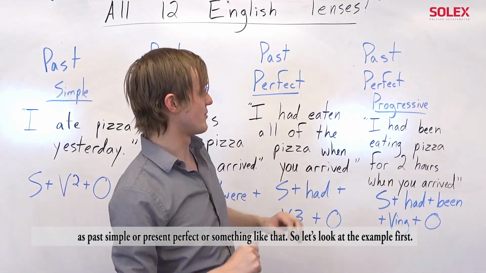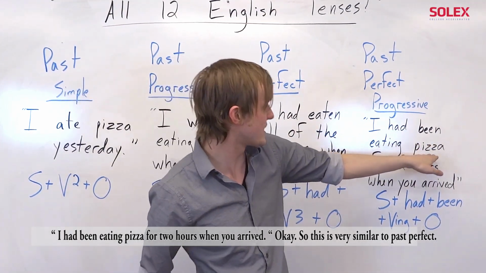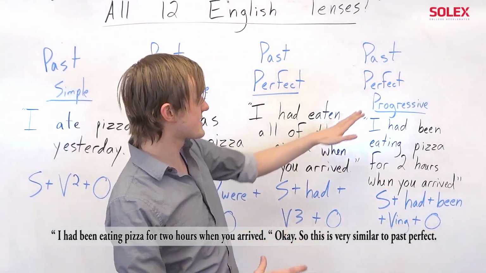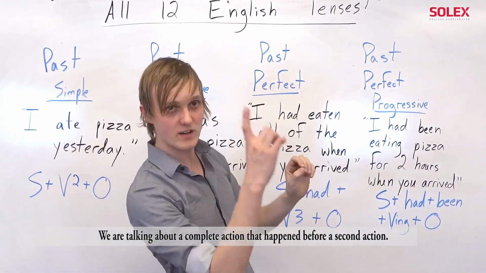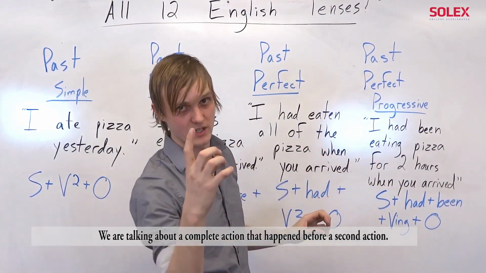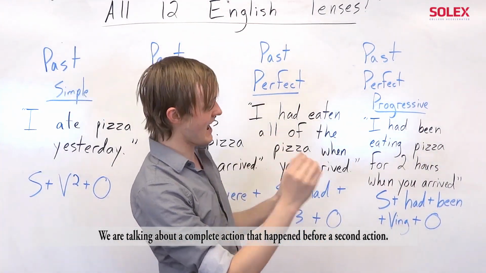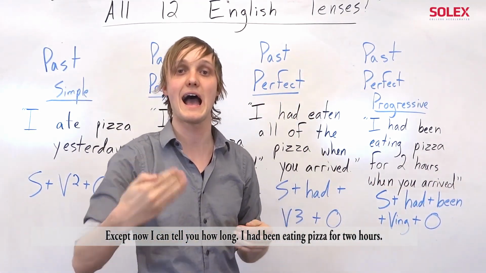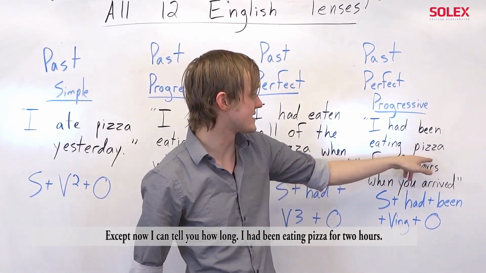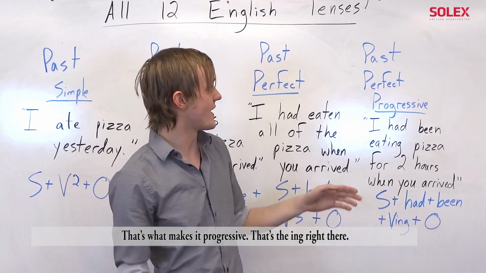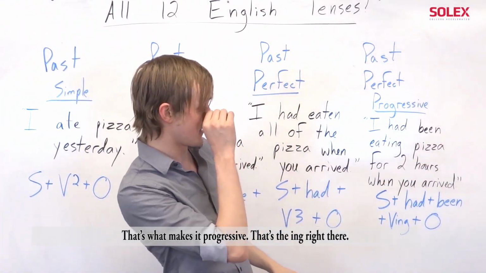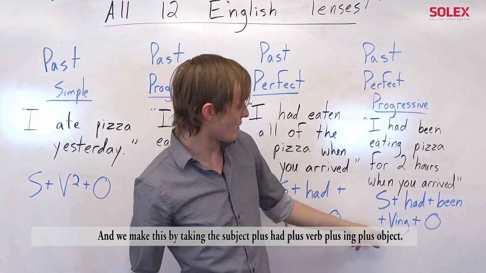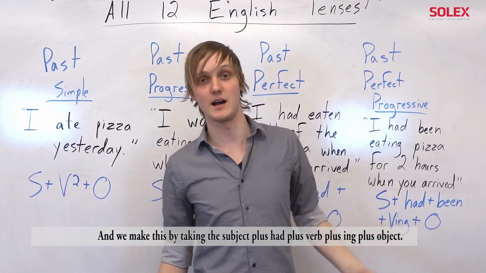So, let's look at the example first. I had been eating pizza for 2 hours when you arrived. Okay, so this is very similar to past perfect. We are talking about a complete action that happened before a second action. Except now I can tell you how long. I had been eating pizza for 2 hours. That's what makes it progressive. That's the ing right there. And we make this by taking the subject plus had plus been plus verb plus ing plus object.